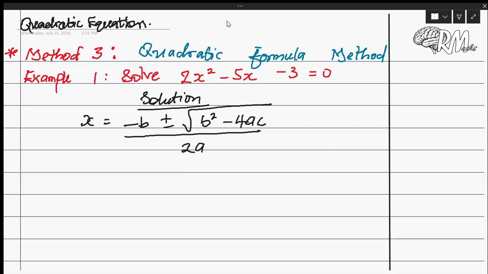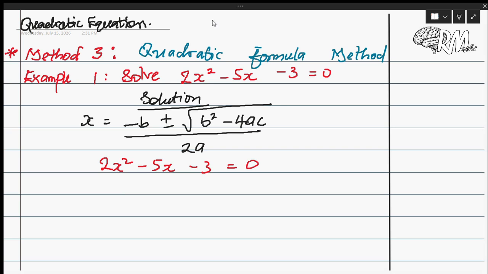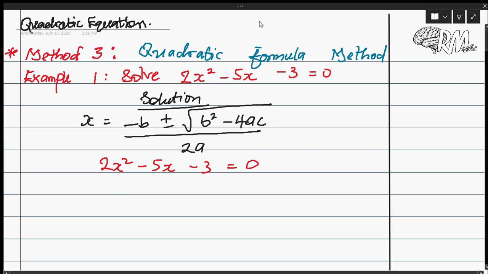We have the question 2x squared minus 5x minus 3 equals 0. Now for the a, we have it as 2. The a takes the coefficient of the x squared, which is 2. For the b, we have it as minus 5.